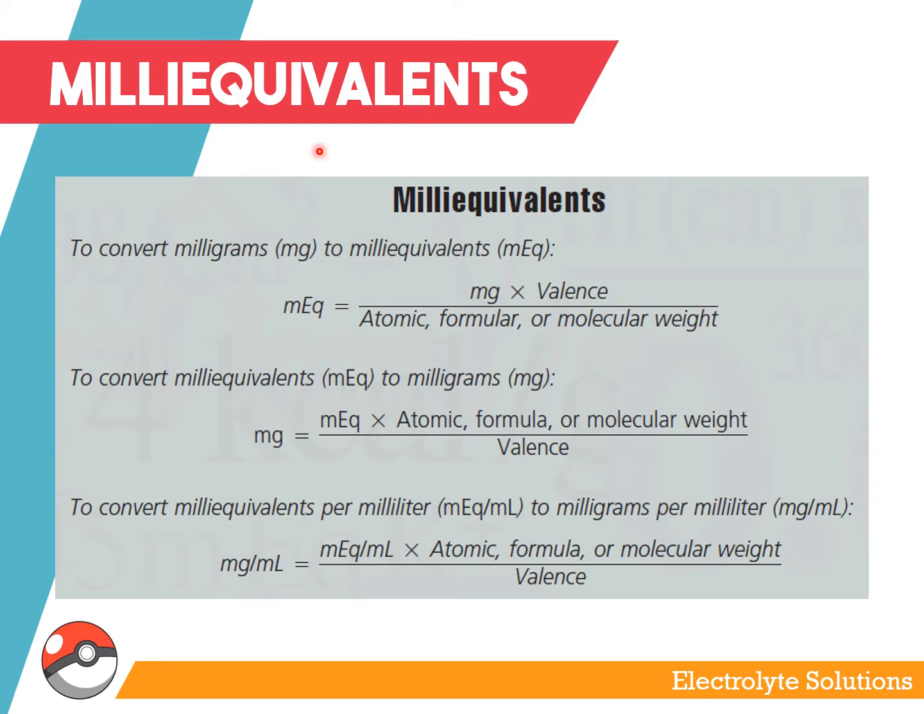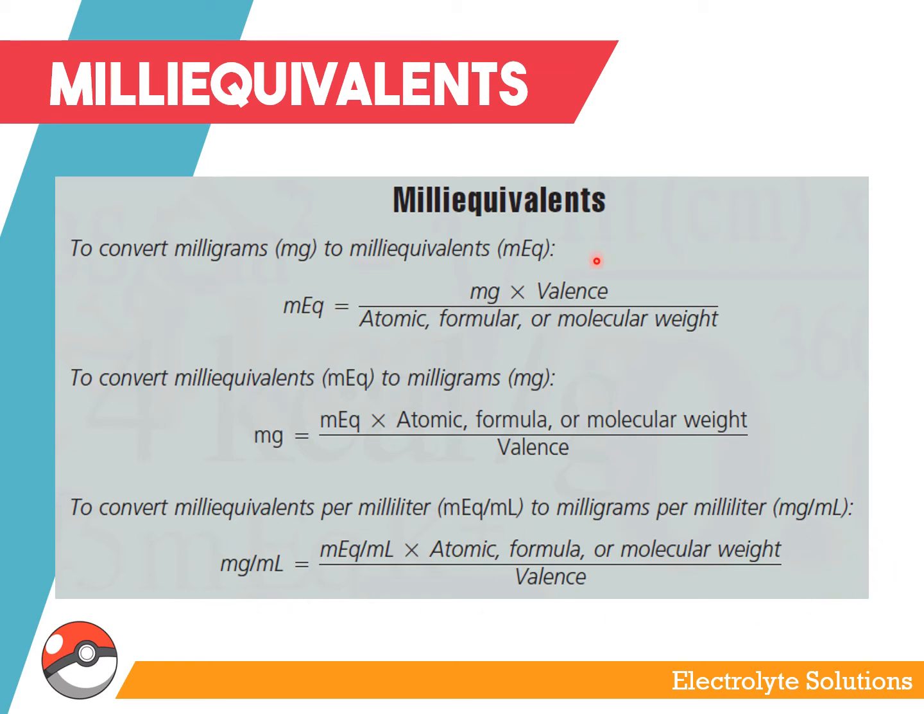Here is a summary of the equations that can be used in solving for milliequivalents. To convert milligrams to milliequivalents, we use this formula. To convert milliequivalents to milligrams, we use this formula. And to convert milliequivalents per milliliter to milligrams per milliliter, we use this formula.